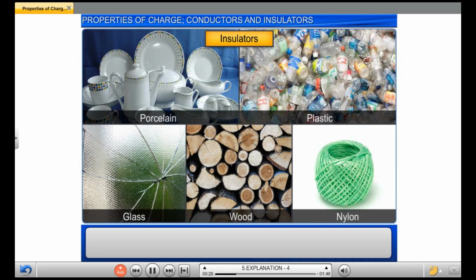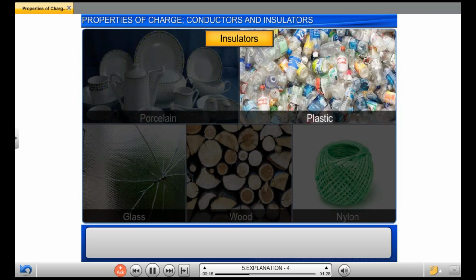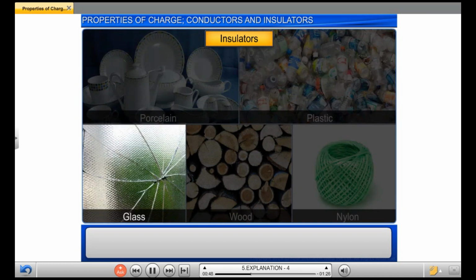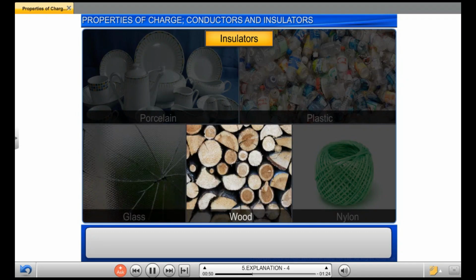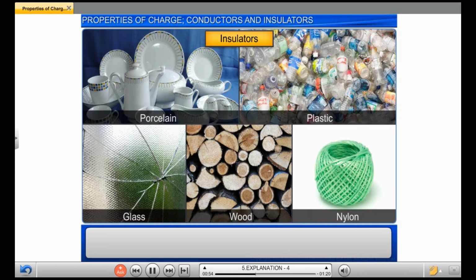Some materials have a very small number of free electrons, and hence offer very high resistance to the flow of electricity through them. Such materials are called insulators. Non-metals such as porcelain, plastic, glass, wood, and nylon are some of the best insulators.